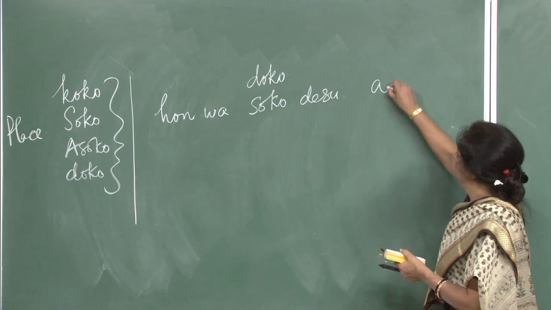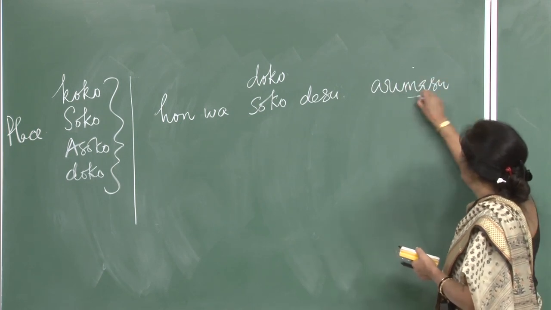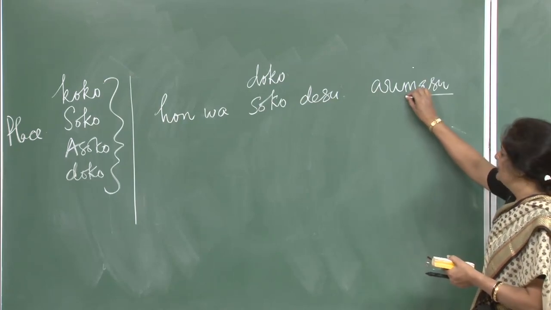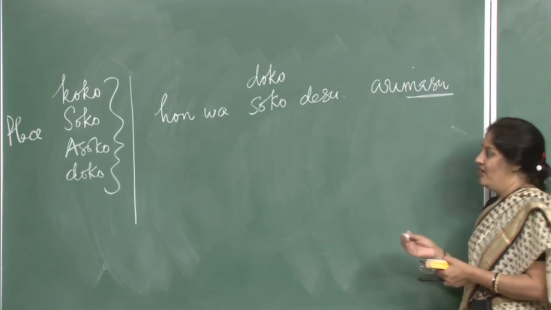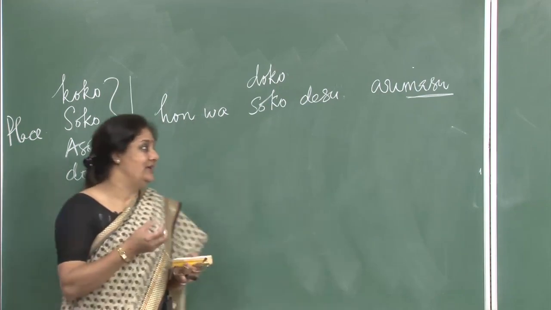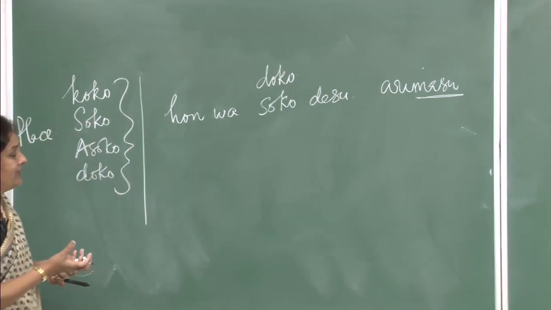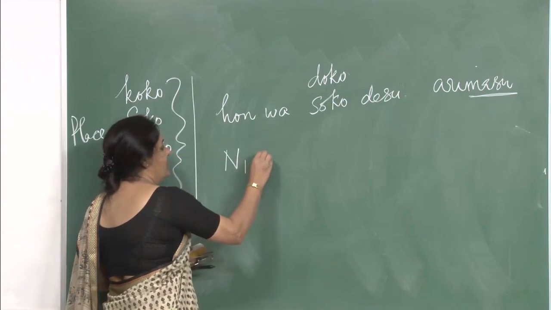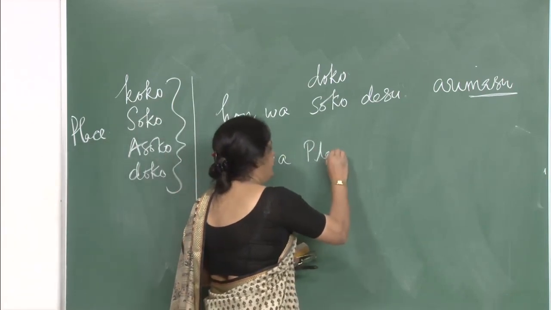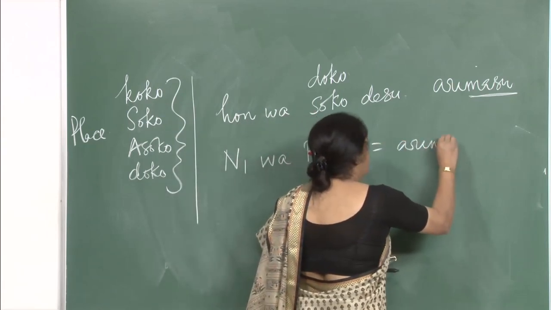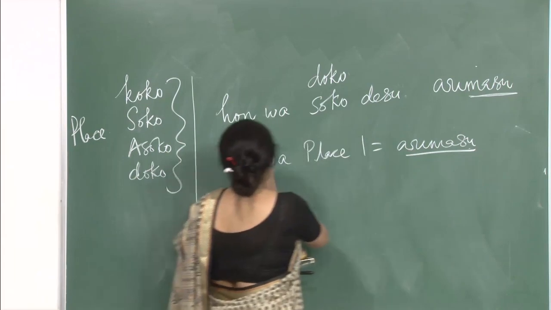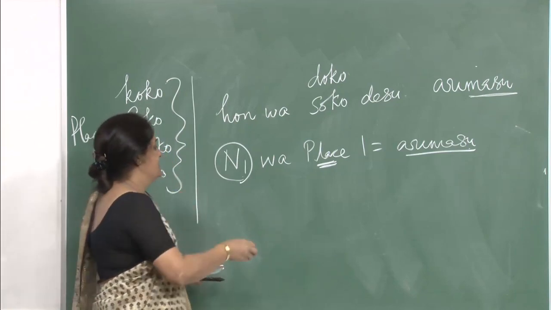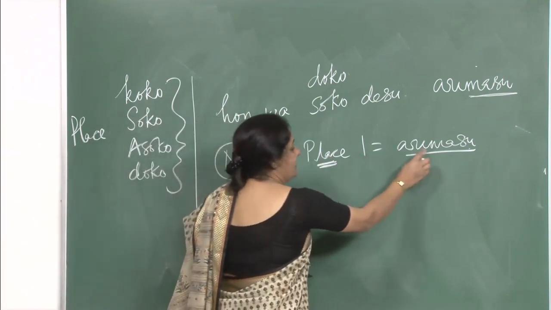Arimasu is a verb, as you can see from the masu form over here. It is a complete verb, and what does it show? It shows existence of an inanimate thing at a certain place. Now, how is that done? Well, noun 1 wa place ni arimasu. This shows that some noun is at a certain place. Now, this is a pattern. Noun 1 wa place ni arimasu.